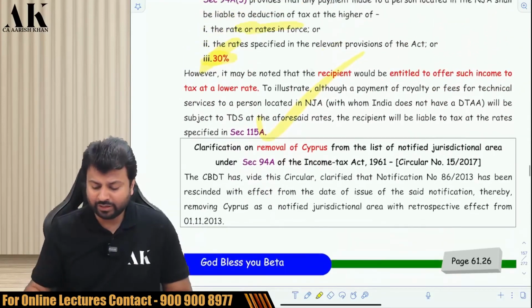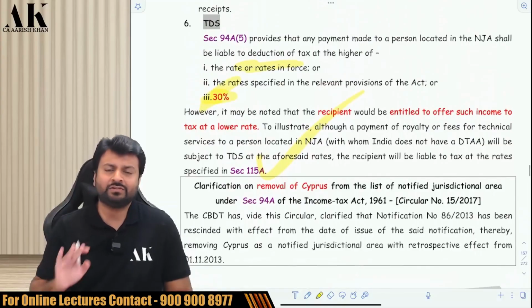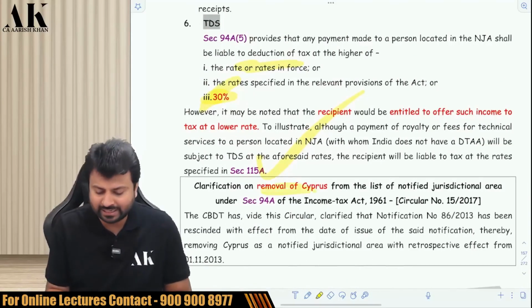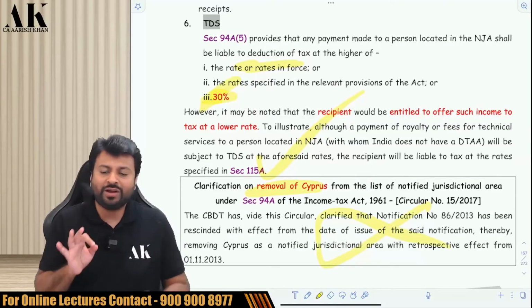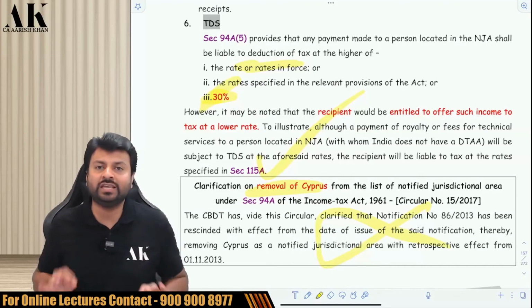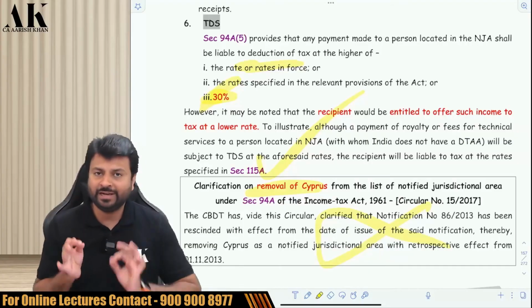Is any country notified as a NJ? Yes, there was only one territory which was notified as NJ, that is Cyprus. That was also removed in 2017 by the Government of India. So as of now, practically speaking, there is no NJ notified by the Government of India in 2023, sorry to say.